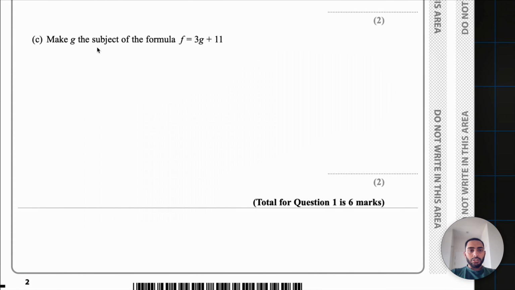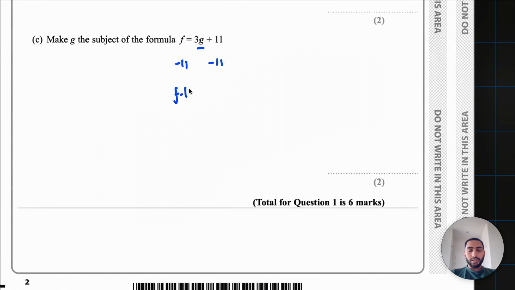Part C. Make g the subject of the formula f equals 3g plus 11. So if you're making something the subject, you want g on its own and everything else on the other side. So the first thing that I can see is that g is being multiplied by 3 and then we're adding 11. So we need to get rid of the 11 first. I'm going to take away 11 from both sides.